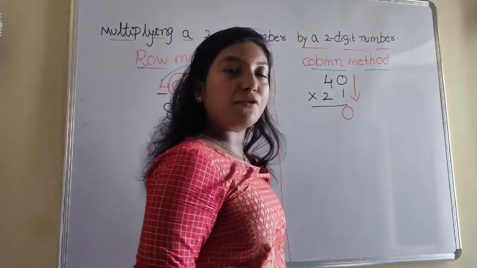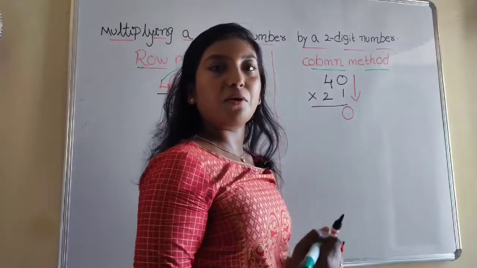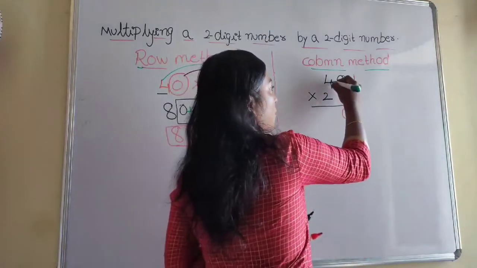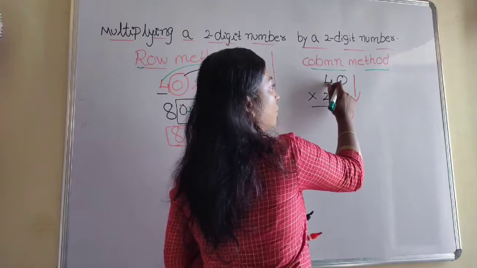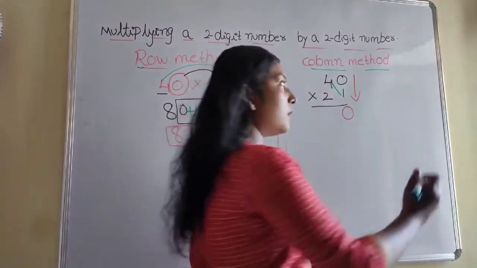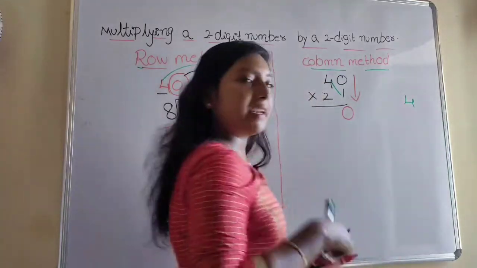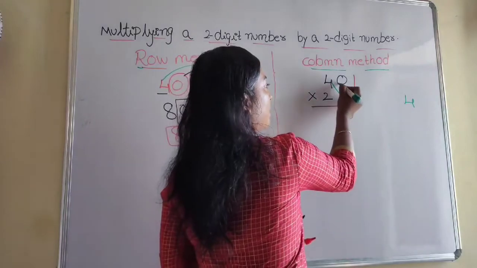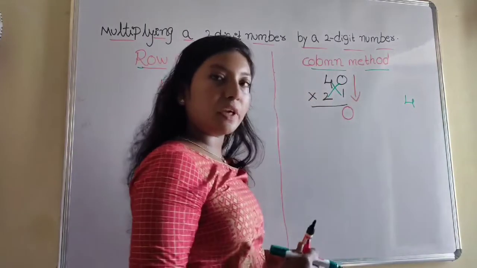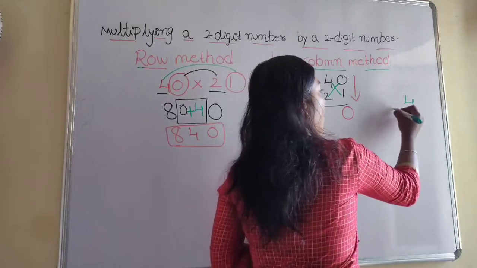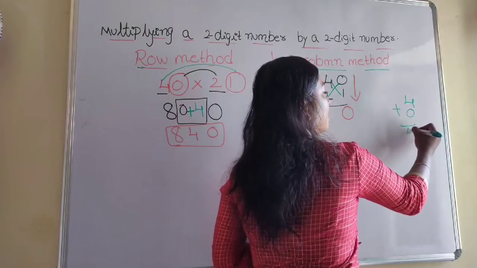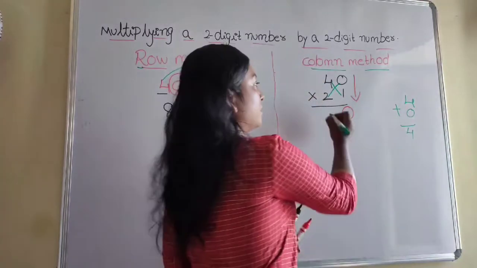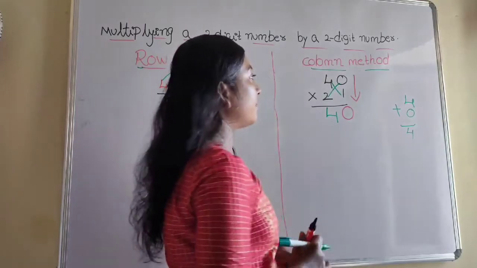Next, we have to take the cross multiplication of the numbers. Let us see. First, 4 into 1. 4 into 1 gives 4. And the next one, 0 into 2. 0 into 2 gives 0. Now add these two numbers, that is 4. So write this 4 here.